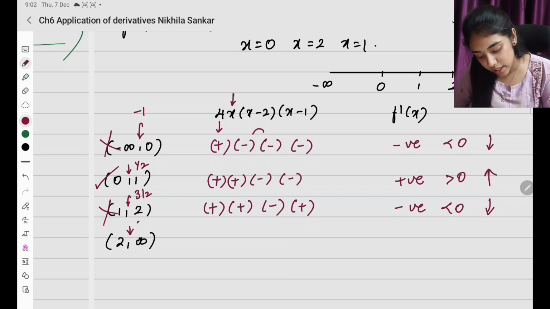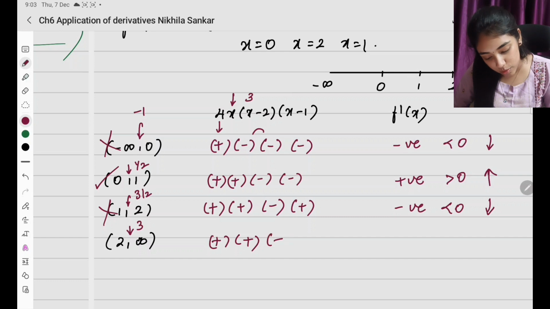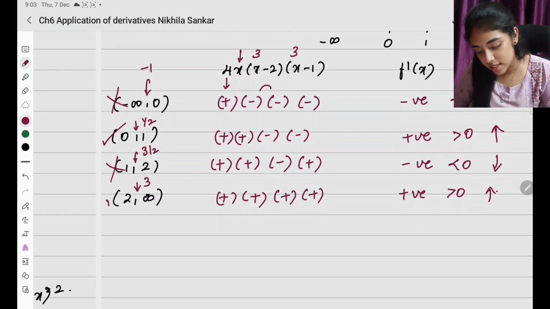Now 2 to infinity, I'm going to substitute 3. So positive, x is going to be positive. In that, substituting 3, 3 minus 2 is going to be positive. Again substituting 3, 3 minus 1 is going to be positive. So this is positive, greater than 0, increasing. So this is the interval we are looking for.